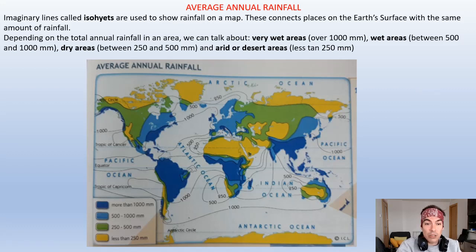Depending on the total annual rainfall in an area, we can talk about very wet areas over 1000 millimeters, which is this dark blue, wet areas between 500 and 1000, which is the light blue, dry areas between 250 and 500 millimeters in green, and arid or desert areas, which you have in yellow. For example, here the Sahara Desert or the Arabian Desert, or the polar zones, which we saw earlier, that had very little precipitation.